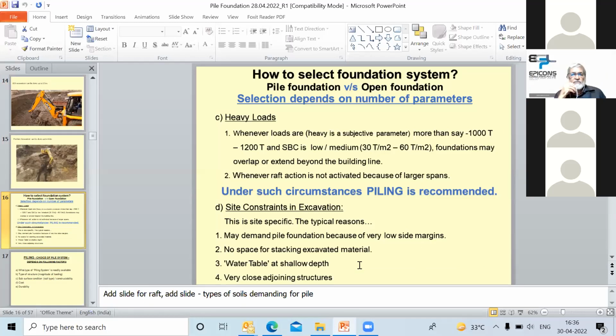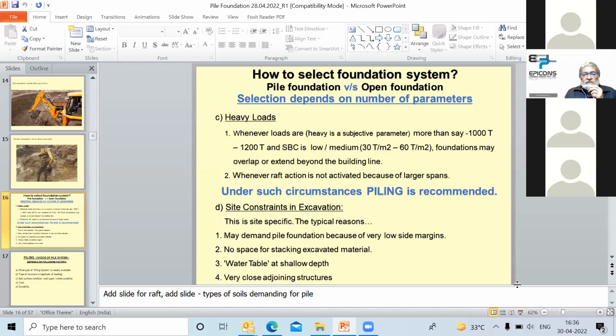Next, how to select foundation system, pile versus open foundation, which we have seen in brief: heavy load. Now, what is heavy? It is subjective, well, it is 1000 to 1200 ton, SBC is low or medium, 30 to 60 ton per square meter. Basically, for this kind of SBC, if you have got a load of 1000 to 1200 tons, the foundation may overlap or it may cross the boundary.